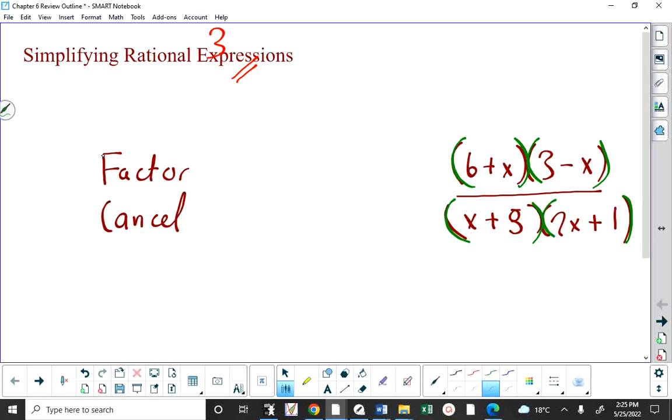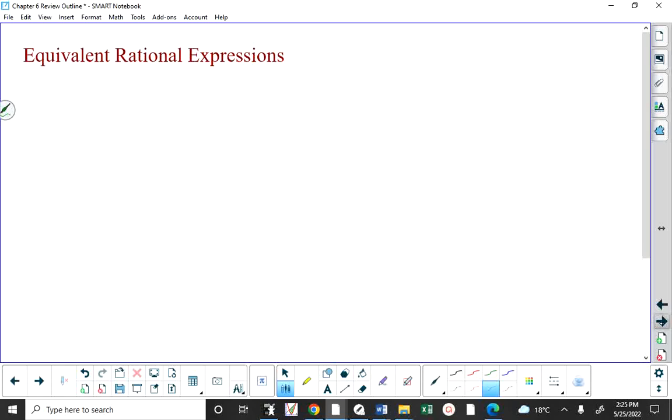And by the way, I don't mean that if the top was x plus 8 plus 10, that you could cancel the x plus 8s, because it's got to be in brackets multiplied. So simplifying rational expressions, that's what you do.